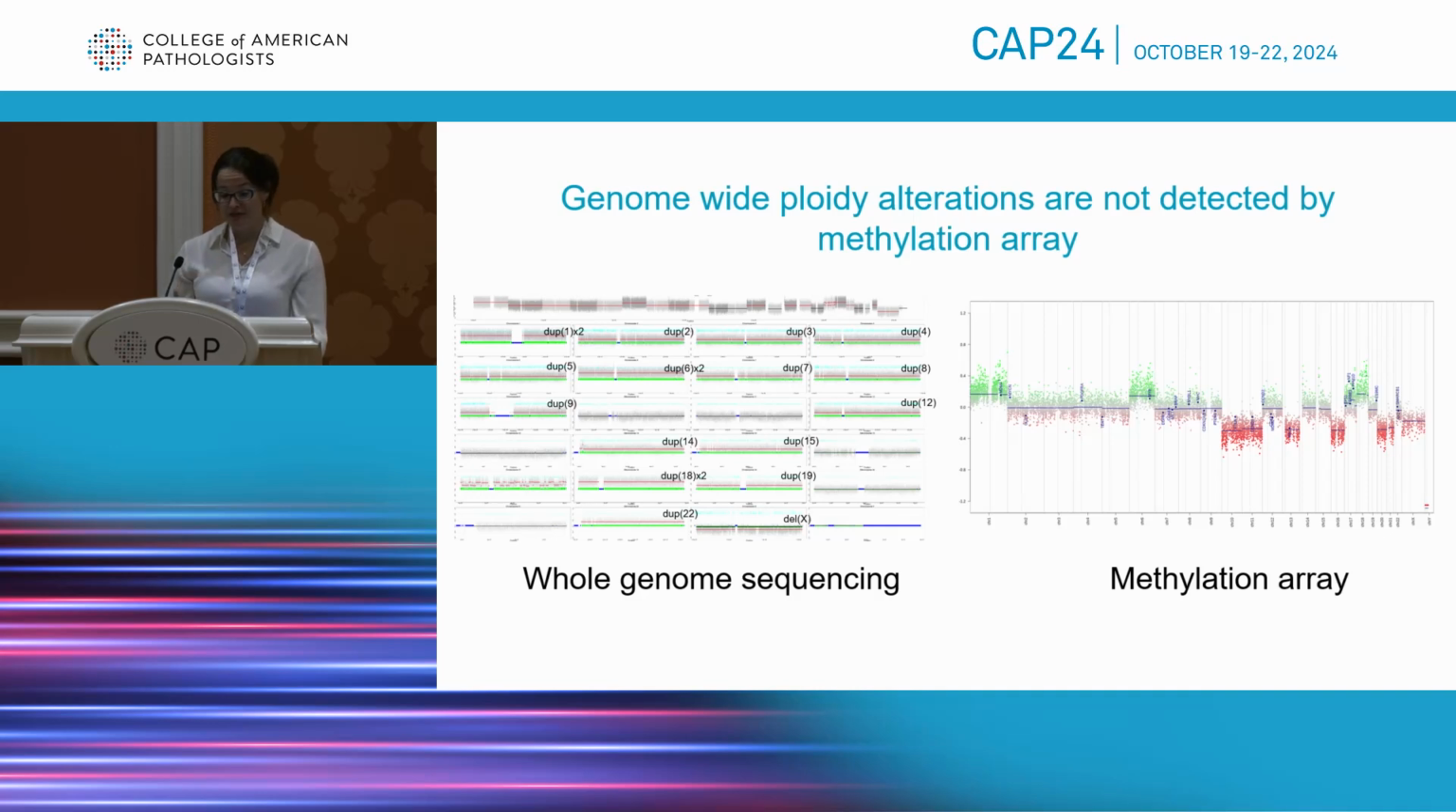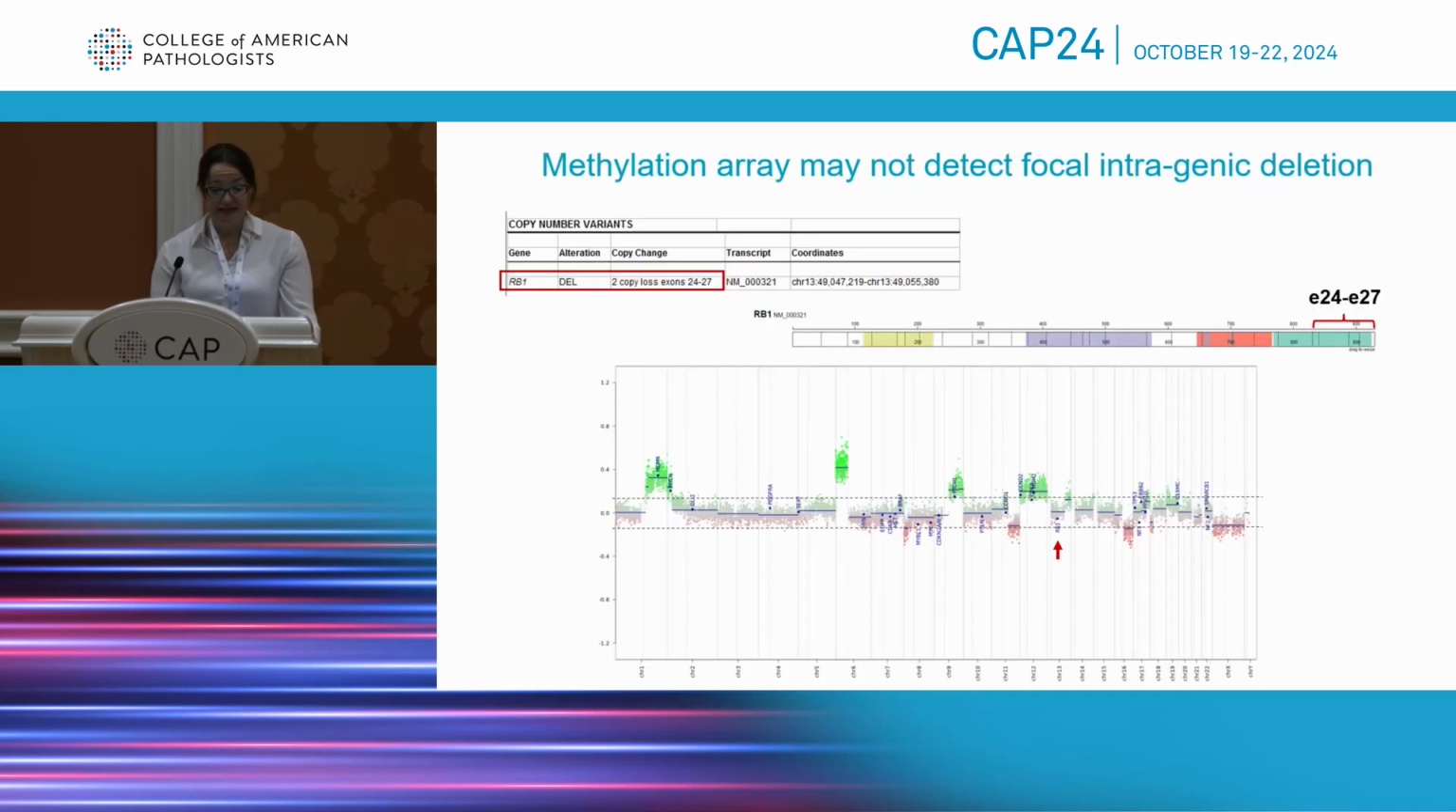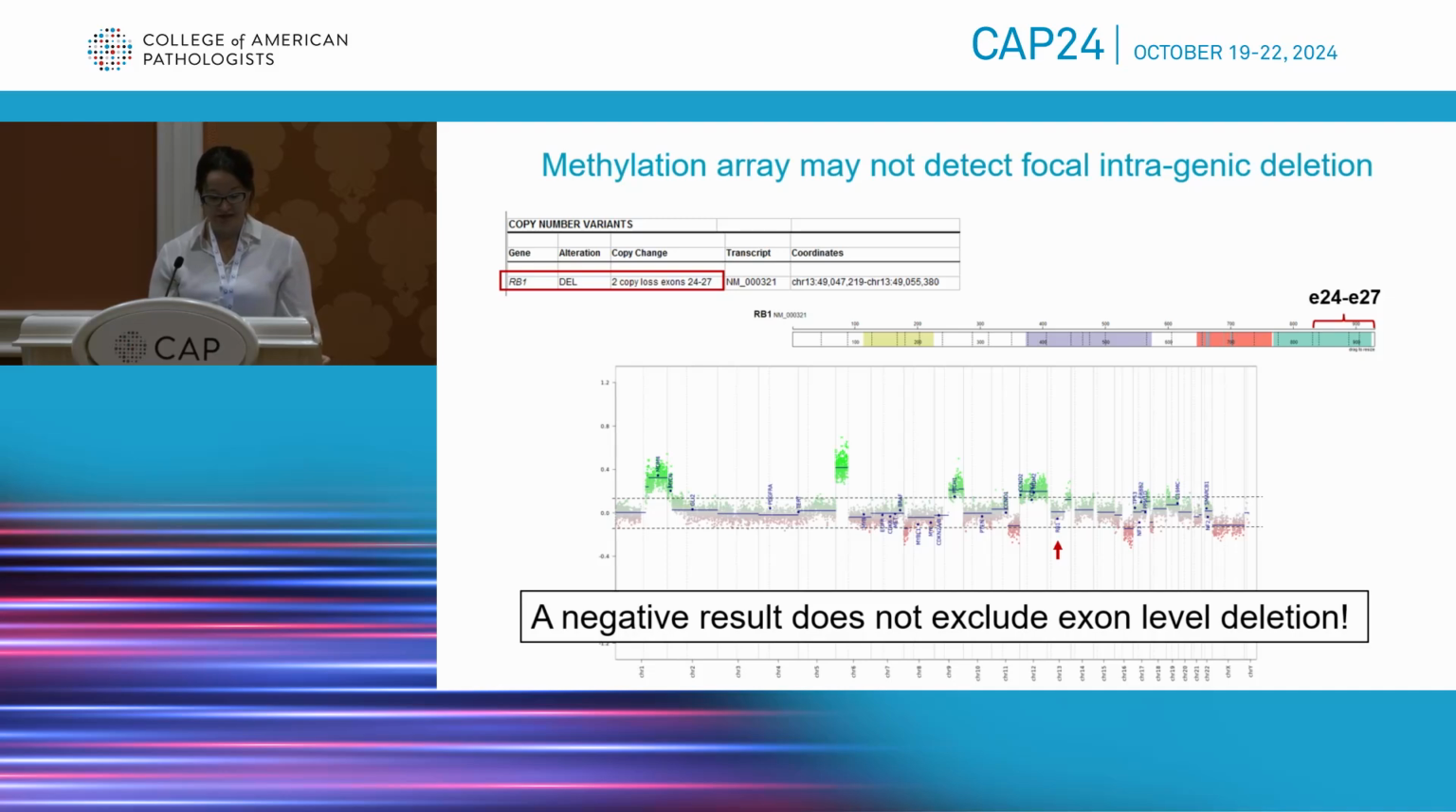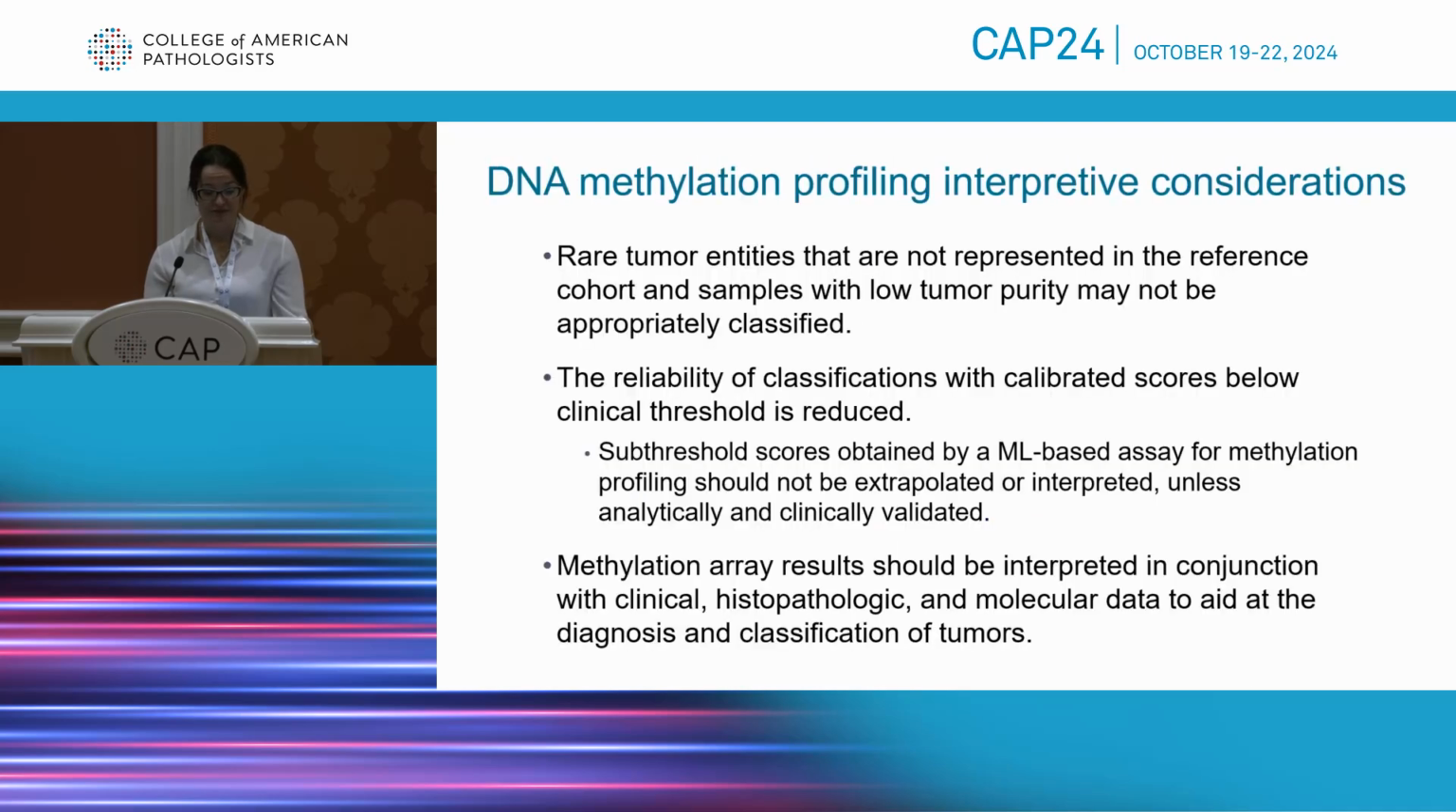And it's just important to understand the caveats in certain situations. And lastly, to detect focal intragenic deletion, this is not a method of choice because there isn't enough resolution, enough probes covering the genes at the gene level. So here is just an example of a deletion in a retinoblastoma involving RB1 that only involved a few exons that wasn't detected by methylation array. So it's important to understand that. If you have a negative result, you may still have a deletion.